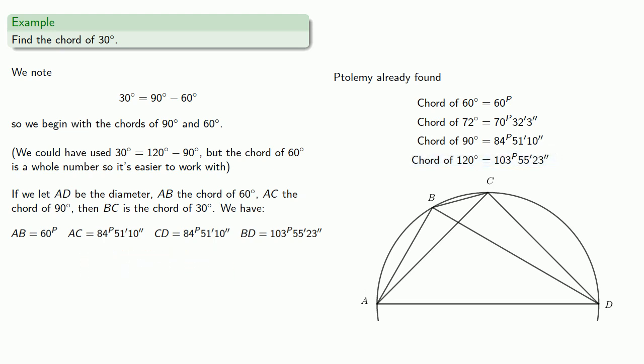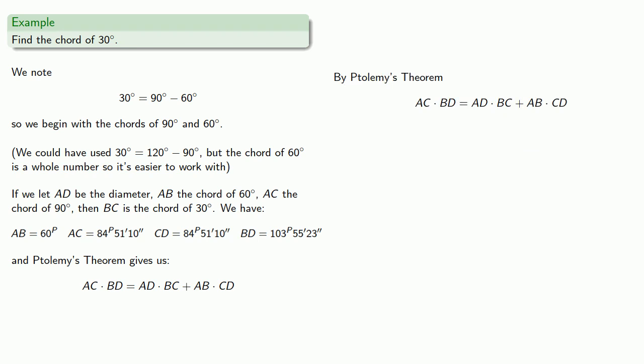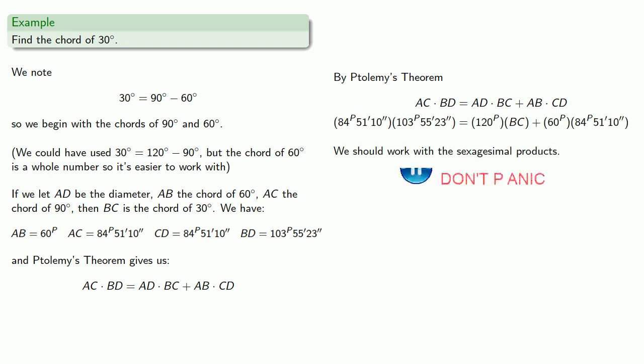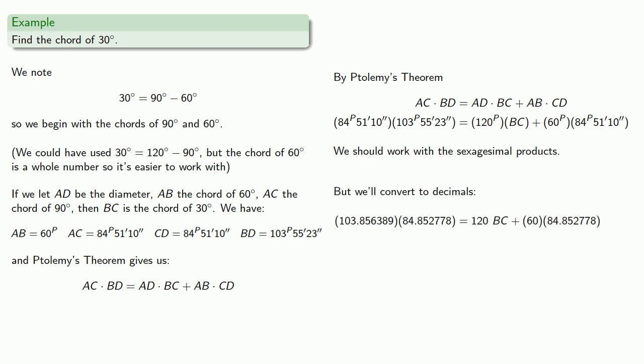And we can use Ptolemy's theorem. The product of the diagonals is equal to the sum of the products of the opposite sides. And so filling in those lengths. Now, strictly speaking, we should work with the sexagesimal products. However, in deference to the fact that most of us are not used to working with sexagesimals, we'll convert to decimals and find the length of BC. Although if we want to remain true to Ptolemy's actual work, we'll give a final answer in sexagesimal, 31.30.